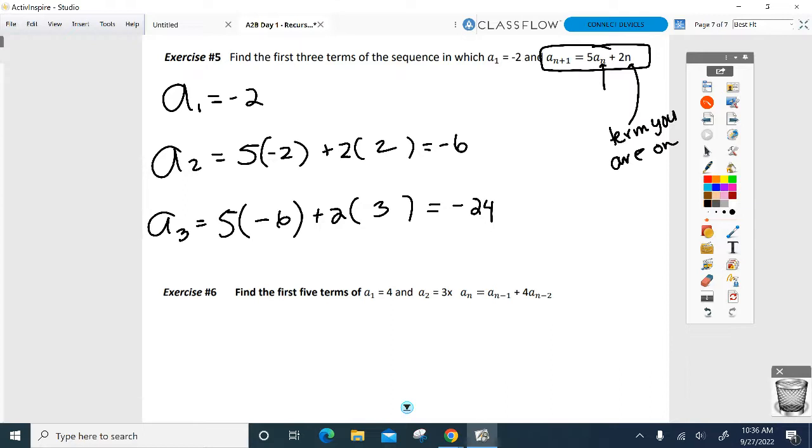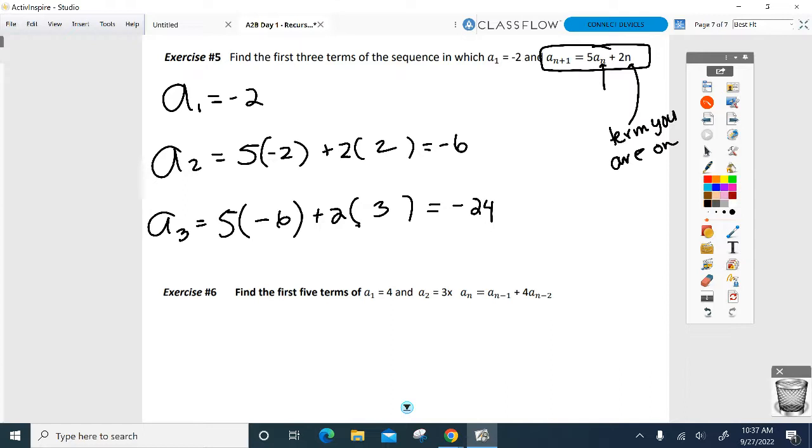Now, explain the 3 again. How do I get 3? Okay, ready? I'm going to use the rule with you here, Jared. 5 times my previous term. If I'm on this one right here, what was my previous term? Negative 6. So 5 times the previous term plus 2 times n all by itself means the term we're on right now. What term are we finding? So I put the 3 there. Third, 3 for third. Okay?